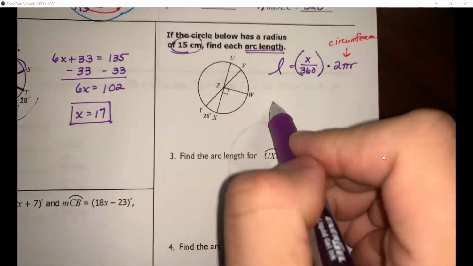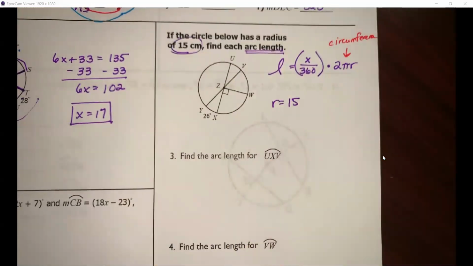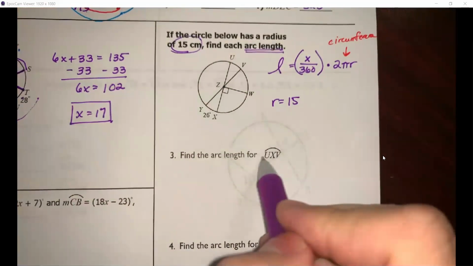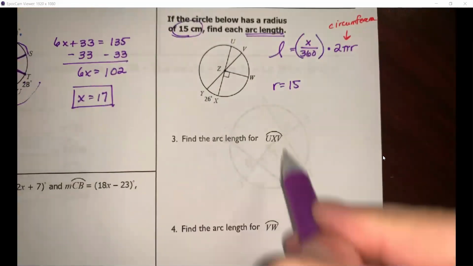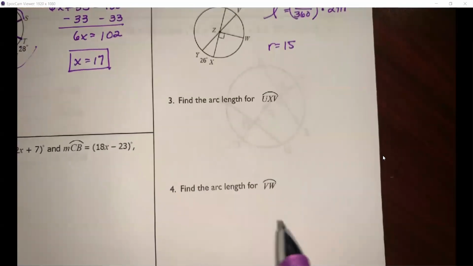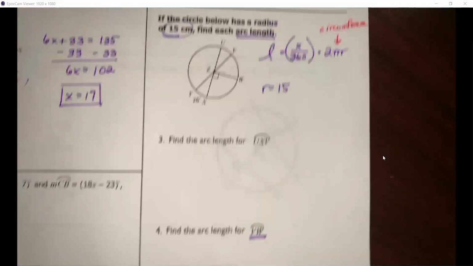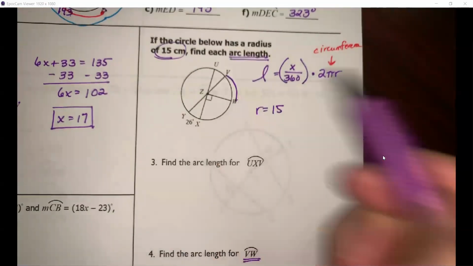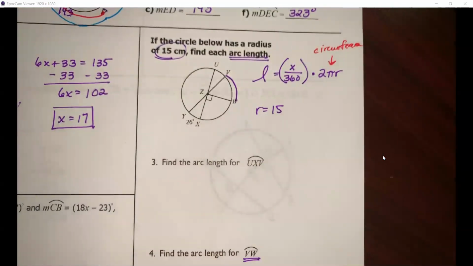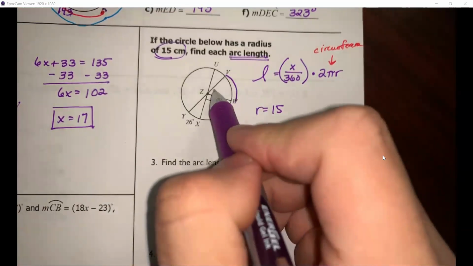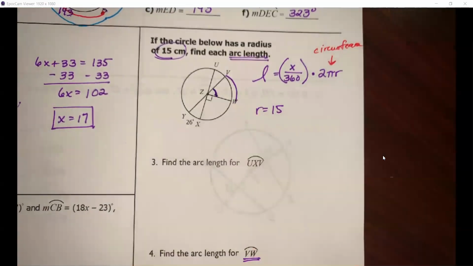Luckily they already gave us the radius over here, which is 15, so I'm just going to put r is equal to 15 just to remind me. And the first thing they want you to do, I probably should have flip-flopped these around. Let me do number 4 first. If I want to know the arc length for VW, I need to figure out the measure of that arc first. In order to do that, I need to know the measure of this central angle.